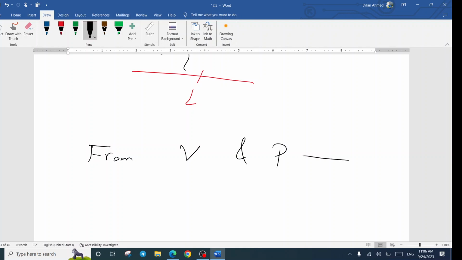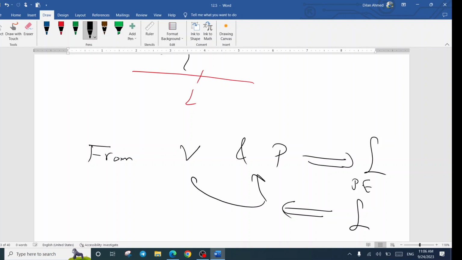From a vector and a point we got what? Am I right? From a vector and a point we got a parametric equation of a line. Now from the line you'll get the point and the vector. Clear? It is the same, but we just reverse it.